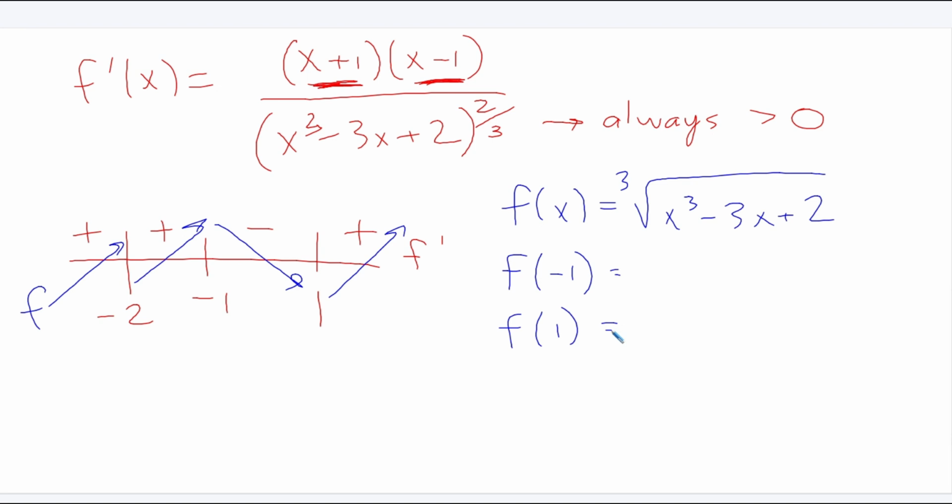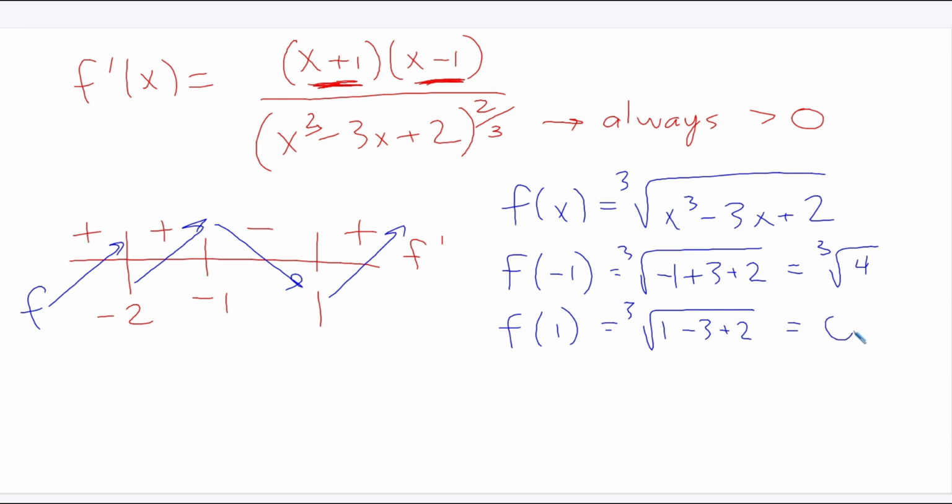So f of negative 1 is just the cube root of negative 1 cubed, which is negative 1, and then plus 3, and then plus 2. So we end up with the cube root of 4. And for f of 1, we've got the cube root of 1 minus 3 plus 2. Well, that's just 0. So f of 1 is 0. So now we're ready to write out our answers here.